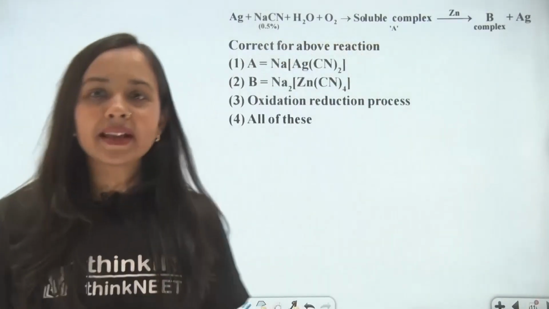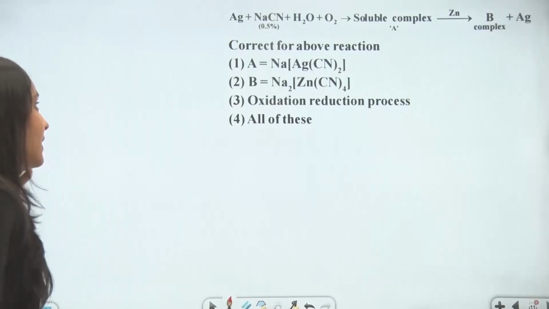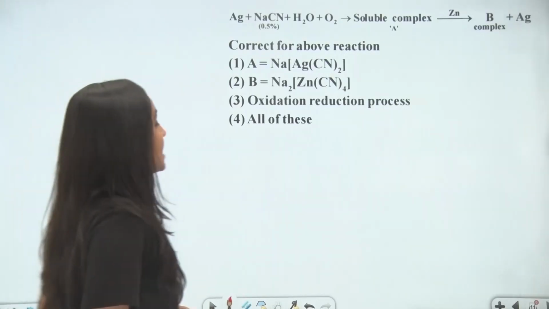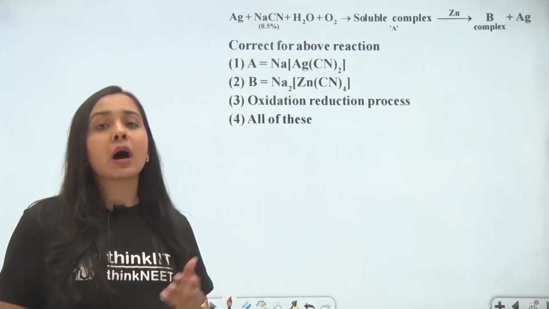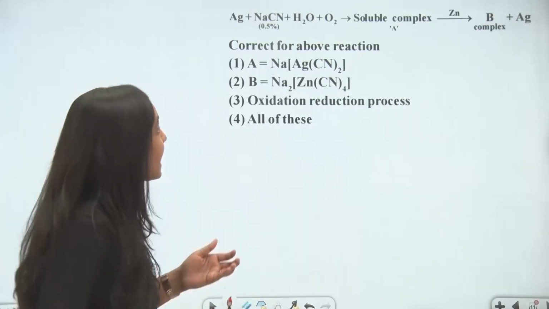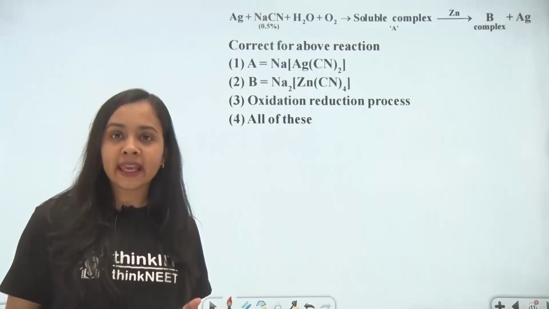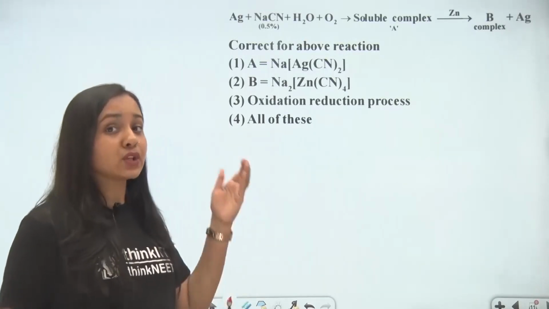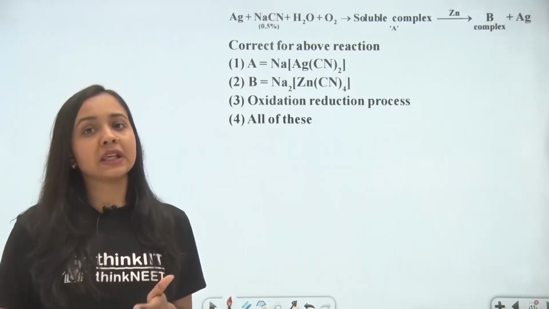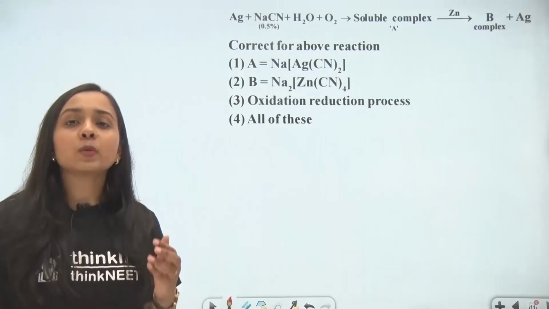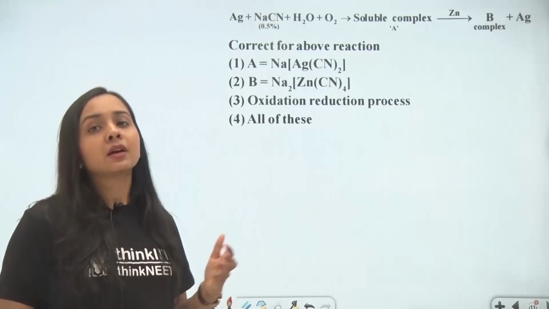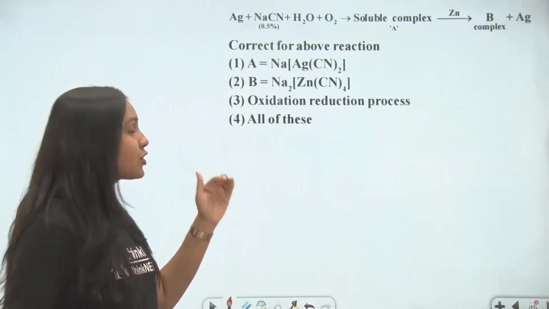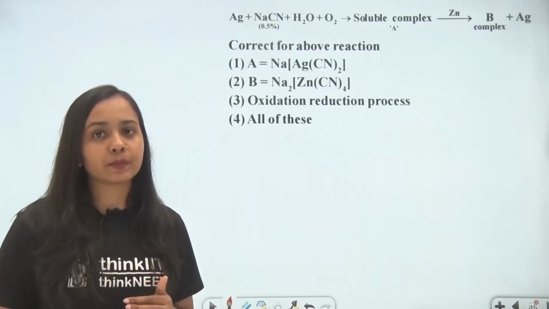Hello dear students, our next question is, here we have silver and it reacts with NaCN, 0.5% solution of NaCN, with the presence of oxygen. And we will obtain a soluble complex A and this soluble complex A reacts with zinc and we will obtain the complex B with silver. So basically we have to tell A, B and the process name, we have to tell which is correct for the above reaction.